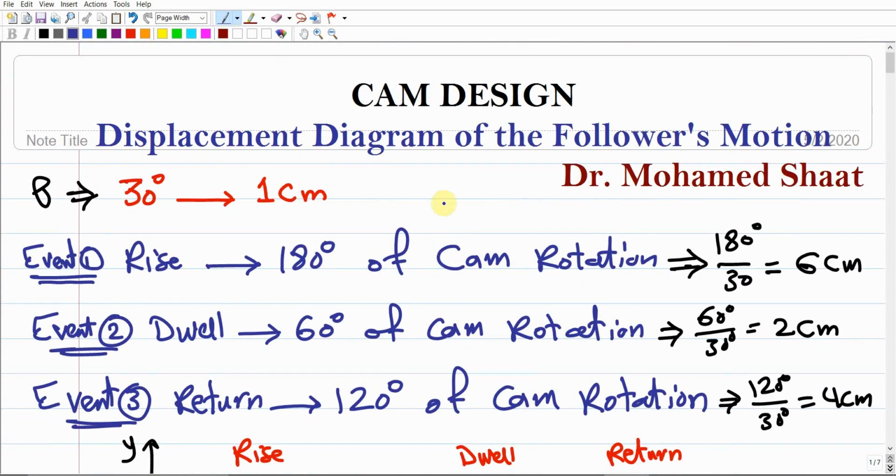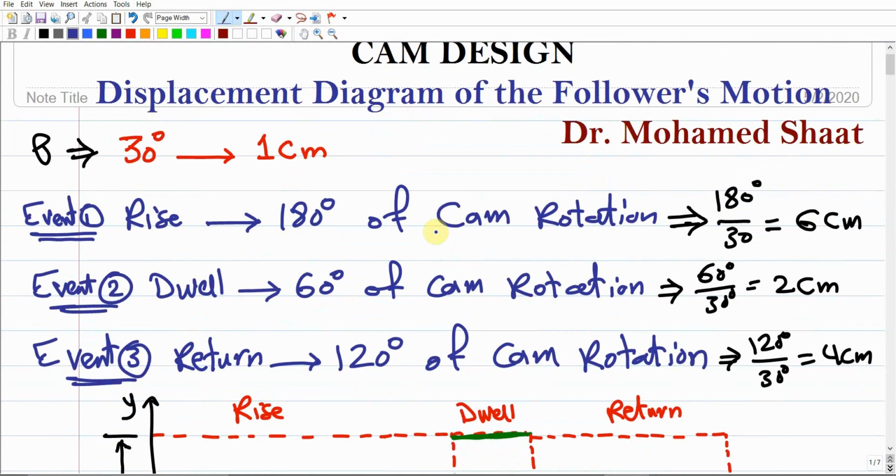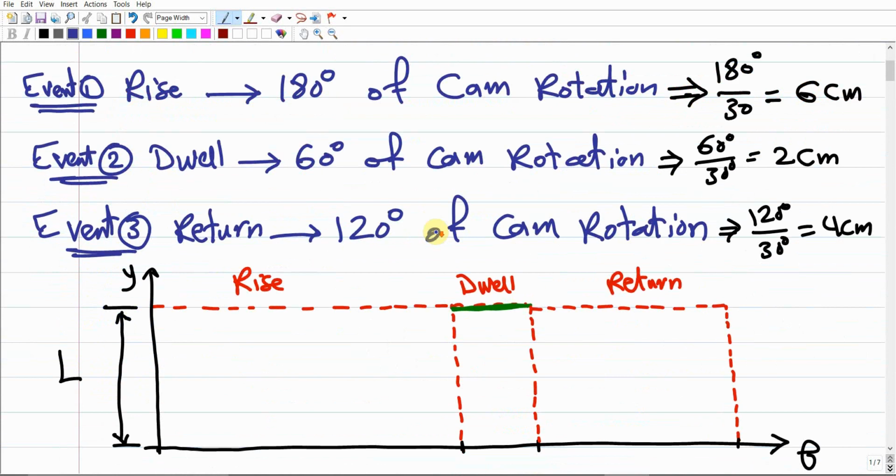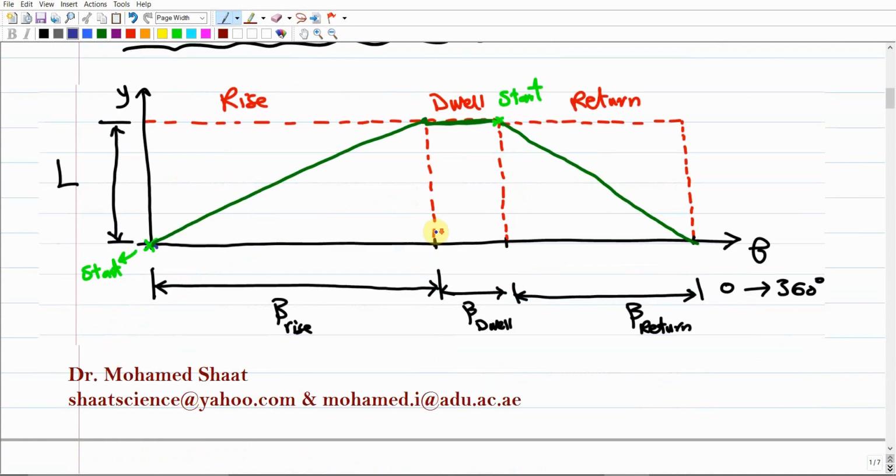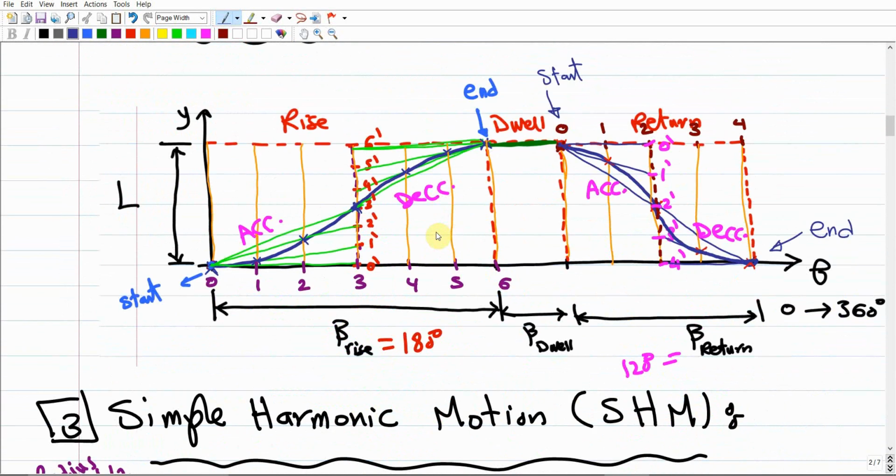In the next video, as I mentioned, we're going to work on the cam profile, starting from a displacement diagram and extracting the cam profile. We're going to start from this one, assuming that it is already given to us, and the objective is just to come up with the cam profile that achieves this type of motion. Also, we're going to come up with this profile graphically, as we did for the displacement diagram.